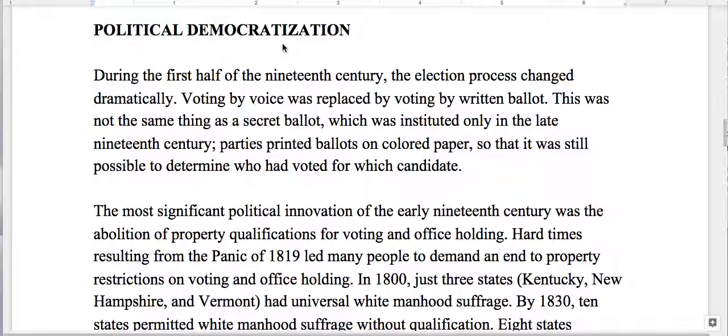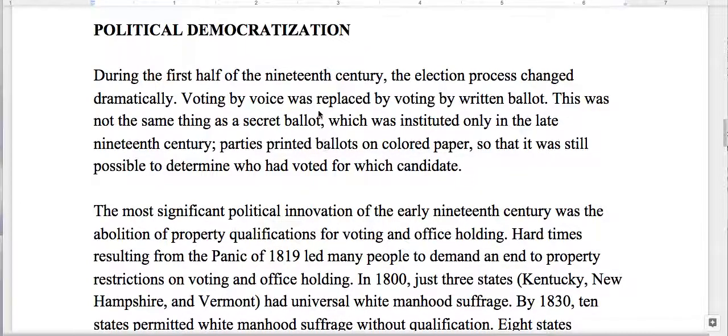Political democratization. During the first half of the 19th century, the election process changed dramatically. Voting by voice was replaced by voting by written ballot. This was not the same thing as a secret ballot, which was instituted only in the late 19th century. Parties permitted ballots on colored paper so that it was still possible to determine who had voted for which candidate.